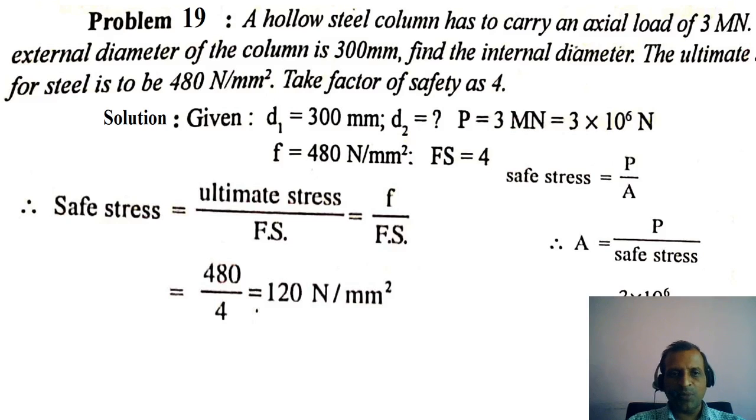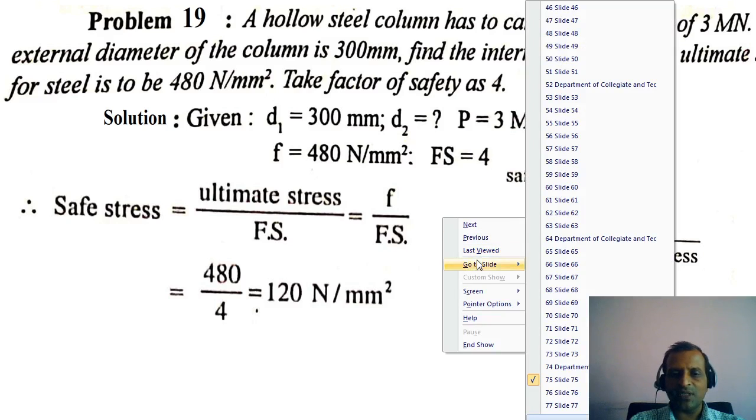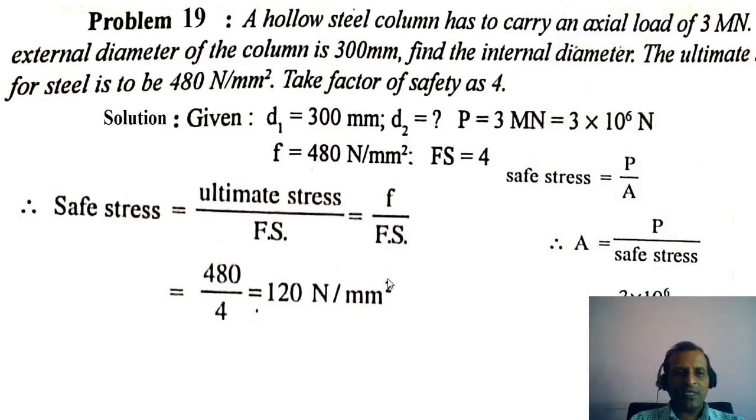So now this is a problem. A hollow steel column has to carry an axial load of 3 meganewton. So 3 meganewton means it is 10 to the power of 6 Newton, right? If the external diameter of the column is 300 mm, find the internal diameter. The ultimate stress for steel is 480 Newton per mm square. Take factor of safety as 4, right?